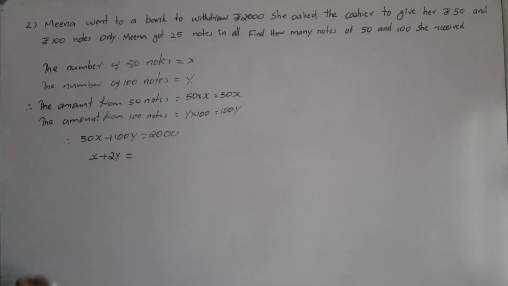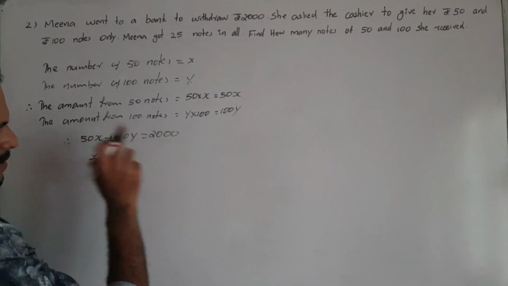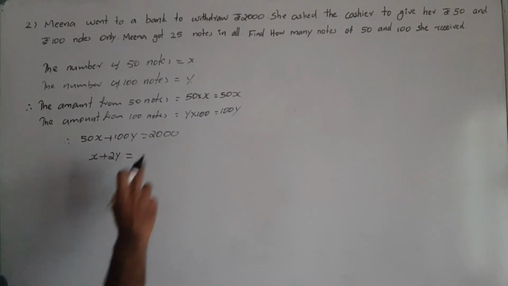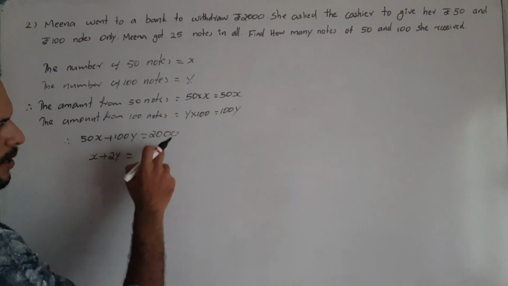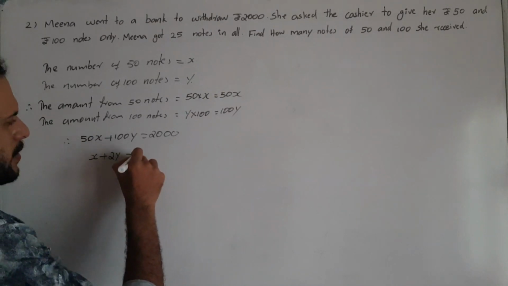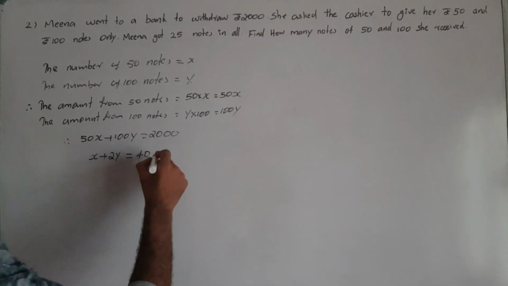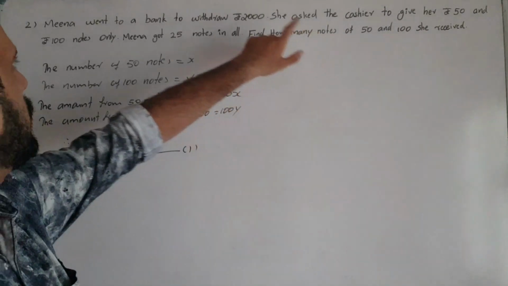Then 2000 divided by 50. 2000 divided by 50, we cancel 10, then 200 divided by 5. What is 200 divided by 5? 200 divided by 5 is 40. That is equation 1.